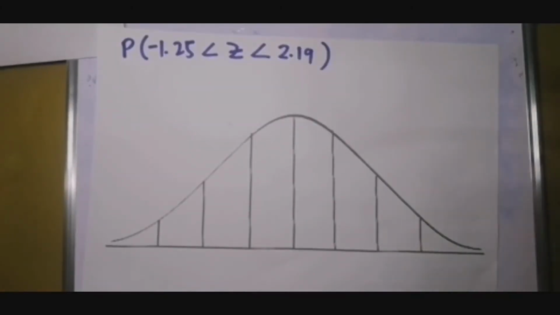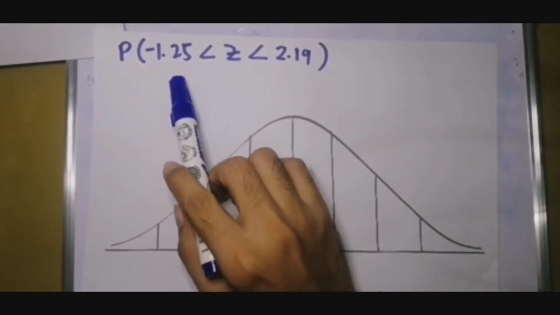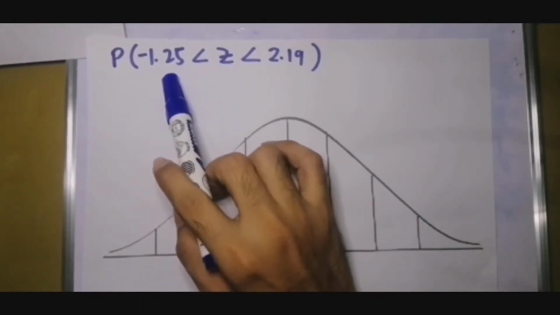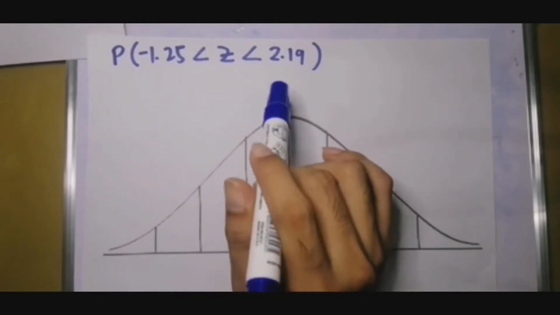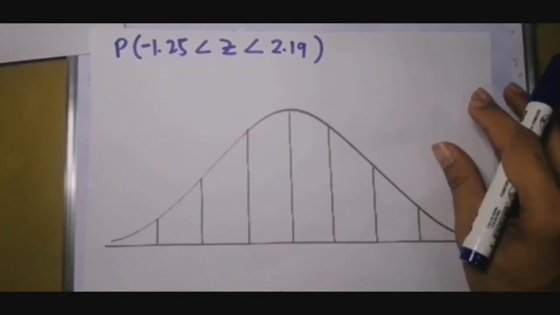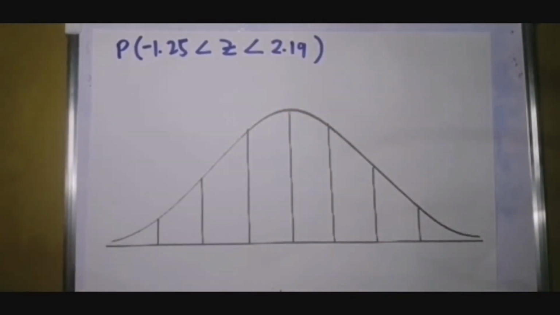Okay, sa inyong module page 15, number 1, find the proportion of the area between z equals negative 1.25 and 2.19. So giingani si Ja pagsuwat o saan man siya pagbasa, probability that z is greater than negative 1.25 but less than 2.19. So saan man na si Ja pag solve or pagkuha sa ijang proportion or area.